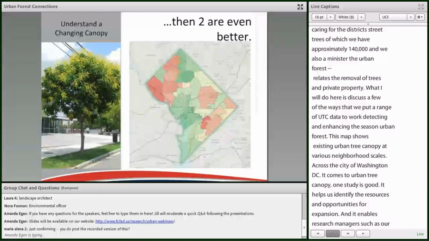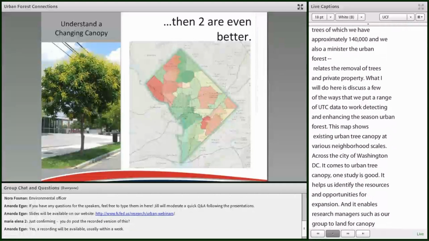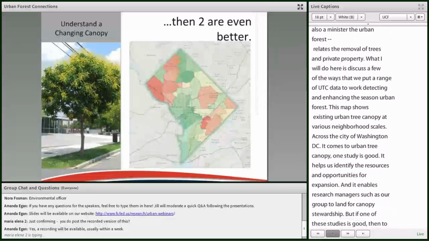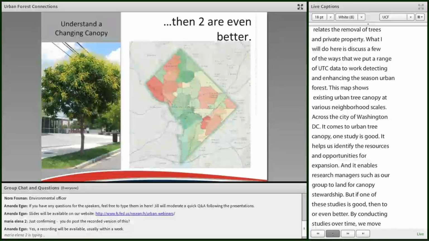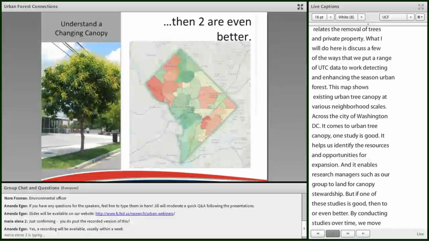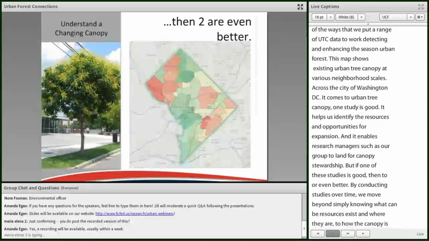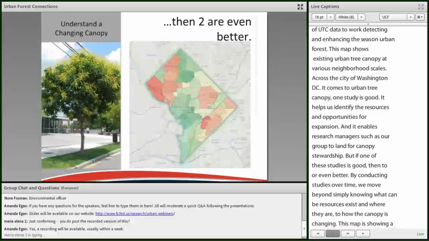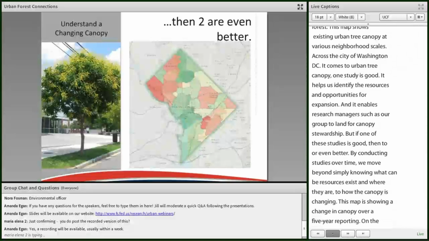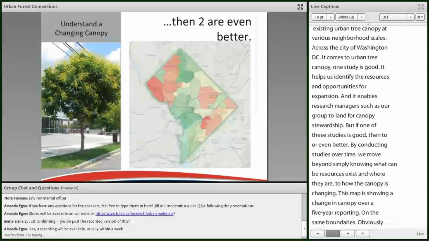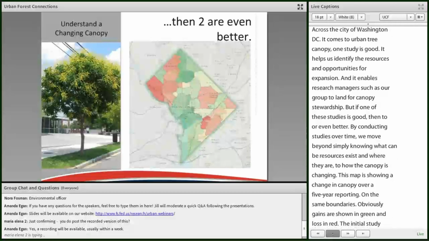By conducting studies over time, we move beyond simply knowing what canopy resources exist and where they are to how the canopy is changing. This map is showing the change in canopy over a 5-year reporting period on those same neighborhood boundaries. Obviously, gain is shown in green and loss in red. And so if the initial study provides a basis for managing the canopy, follow-up studies provide an opportunity for understanding how effective our plans for enhancing and protecting the canopy have been.